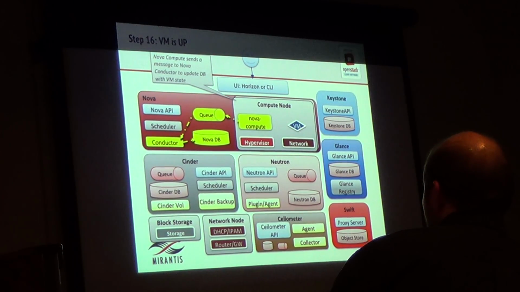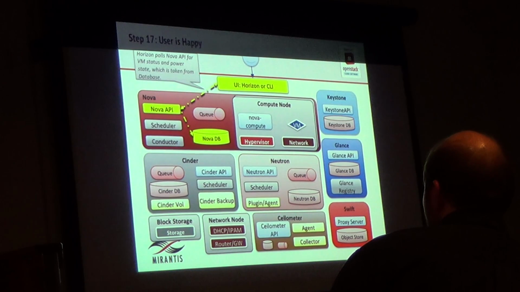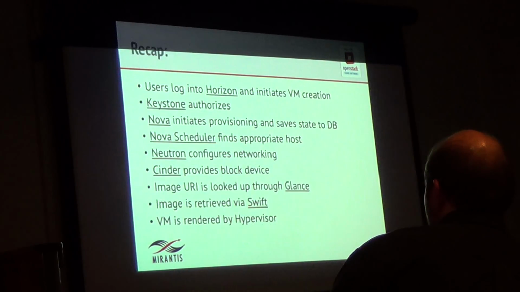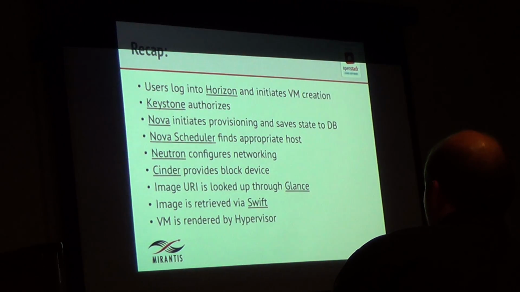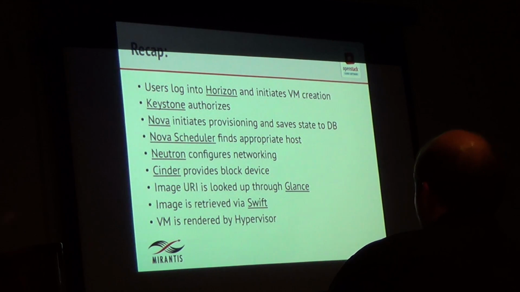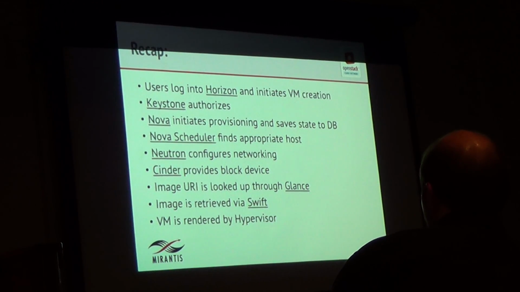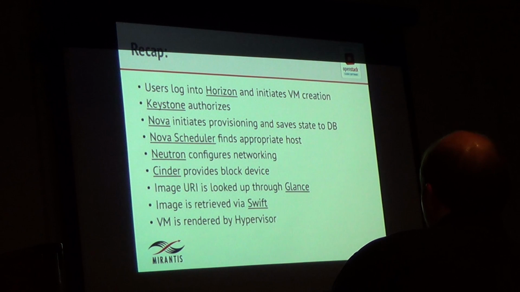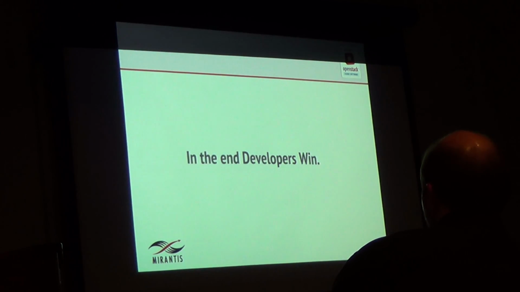Now it's going to update the state within the database, and then we're going to ask, what's the status of this VM? When we're successful, was there an error? Again, to recap everything we just did: we walked through Horizon, we went to Keystone, we looked for the scheduler, we looked for the different filters to find the correct host, we went to Cinder to create a block device, we grabbed the image through Glance, we pulled it down, and then we actually instantiated that VM on the hypervisor.